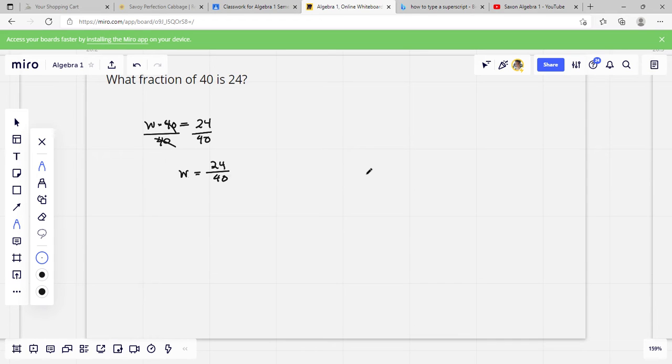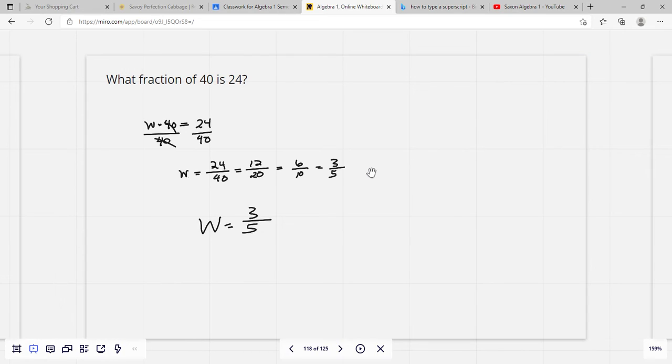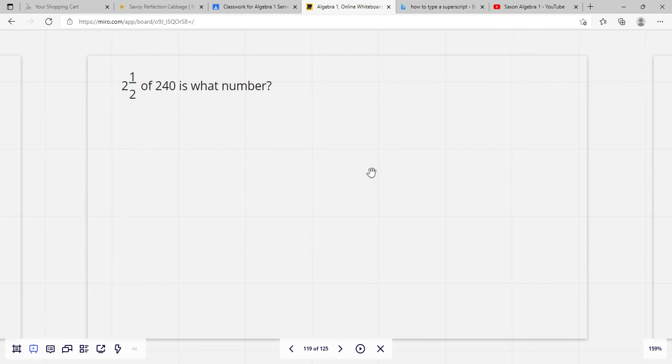Now we can reduce that. If we just cut them in half, we would have 12/20, and then we cut those in half again, and we would have 6/10, and then we chop that in half again, and we get 3/5. Or we could have just said divide by 8. 3 times 8 is 24, 8 times 5 is 40. Super easy if you just remember how to set it up as an equation.